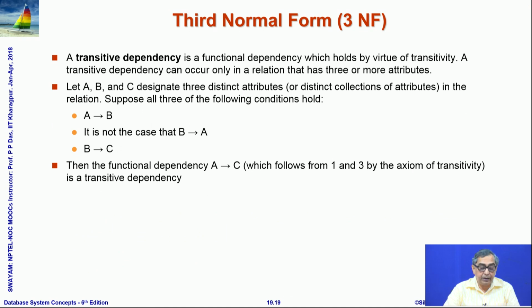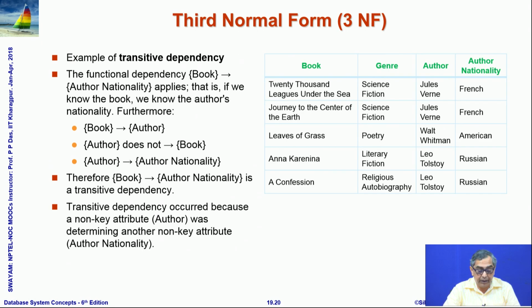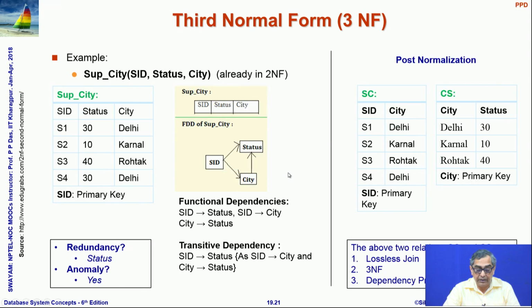And then, this is a specific case of what is called a transitive dependency: if A determines B and B does not determine A, and at the same time B determines C, then naturally the functional dependency A determining C should not be there, because that will be implied by the axiom of transitivity anyway. If you have that, then you say that you have a transitive dependency. We have given examples of this.